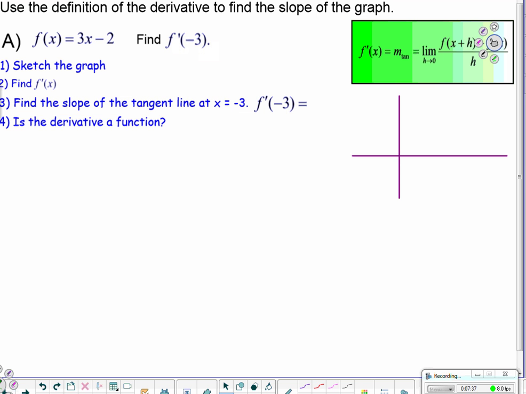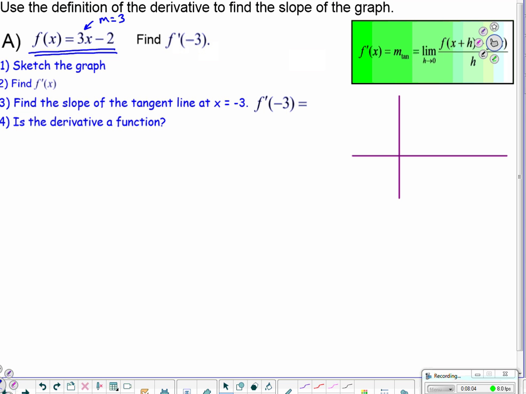You might want to write not super large, because there's going to be probably about 6-7 steps we'll use to get our answer here. Use the definition of a derivative to find the slope of the graph. And our function is an easy function. We can see it's linear. And I bet you know what the slope of this line is going to be already, because since it's a linear function, we can read right now that the slope is always staying constant at 3.